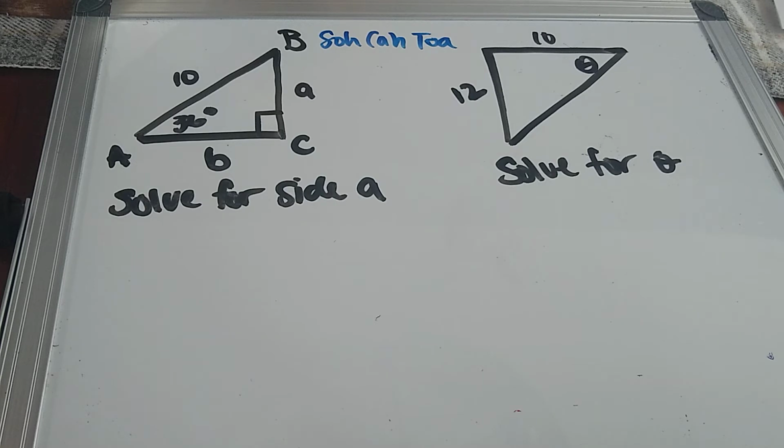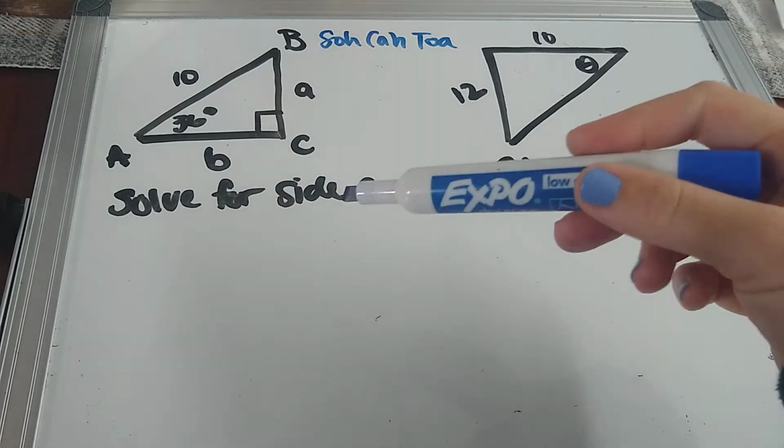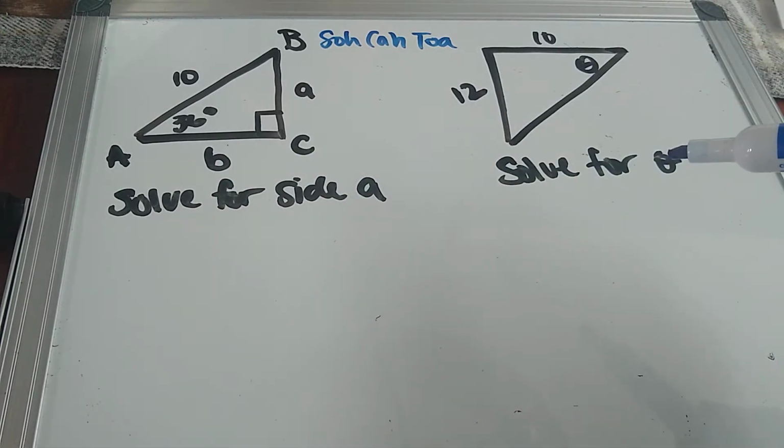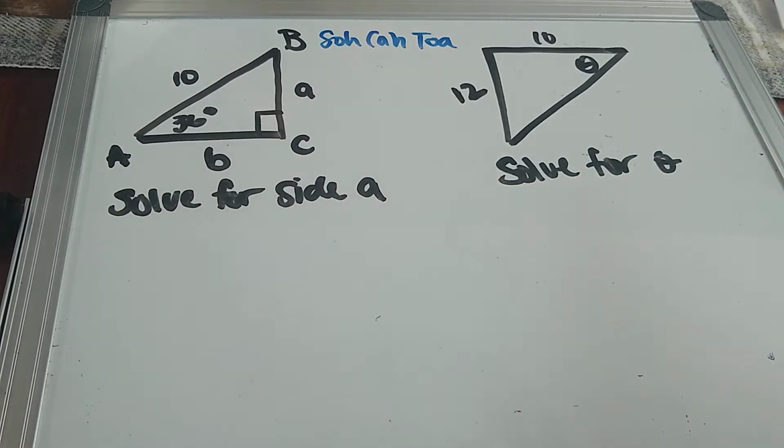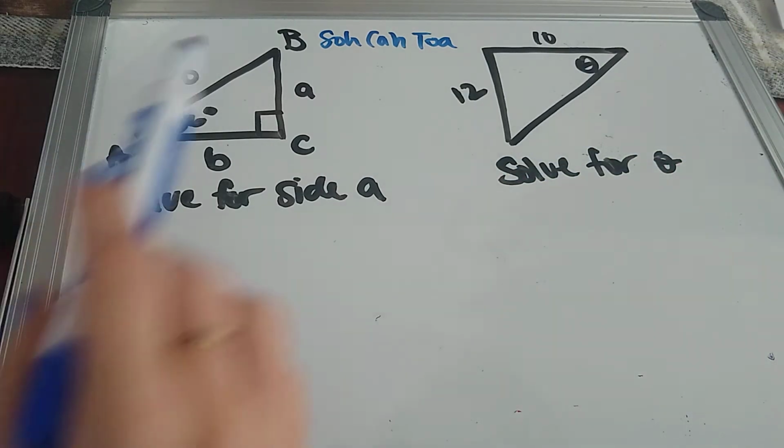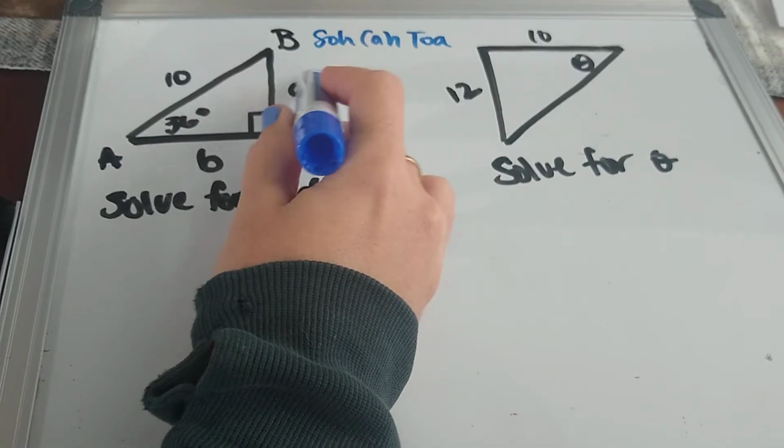We're going to use sine if we're working with opposite and hypotenuse. We're going to be working with cosine if we're working with adjacent and hypotenuse, and tangent if it's opposite and adjacent. So I've got two problems for you. The first one we're going to solve for a side. The second one we're solving for an angle. So let's look at the first one on the left. We are solving for side A. So this is what we are looking for right here.